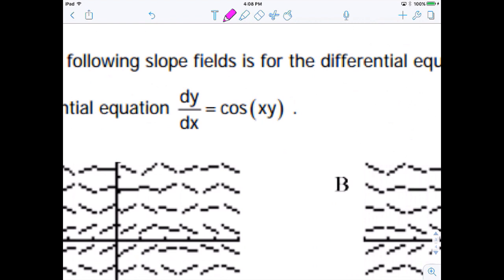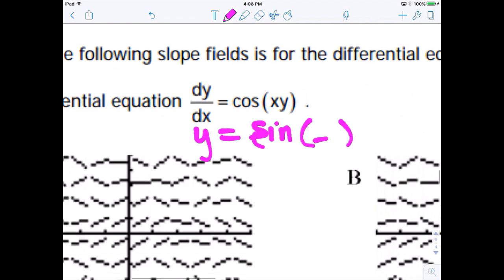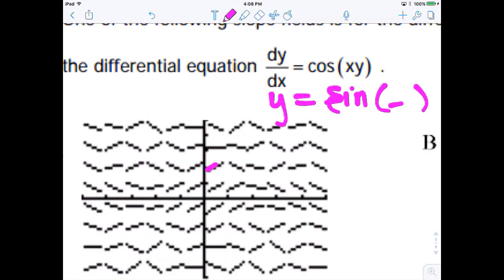Now, same thing for this one. If dy/dx is equal to cos, then y was probably something to do with sine, because the derivative of sine is cosine. And so it makes more sense here that this would not have a slope of 0 at your y-intercept, and that this would kind of go like that. That looks more like a sine function.